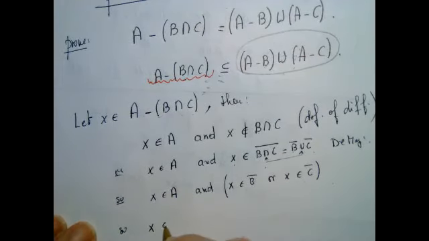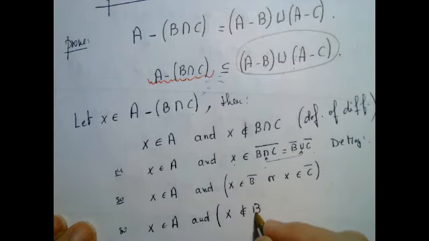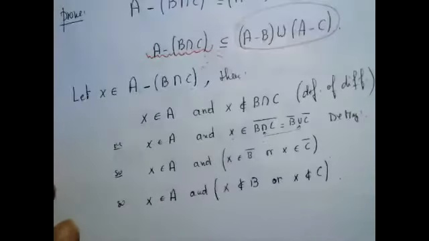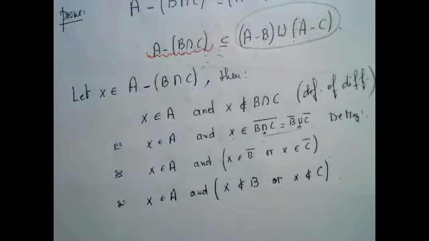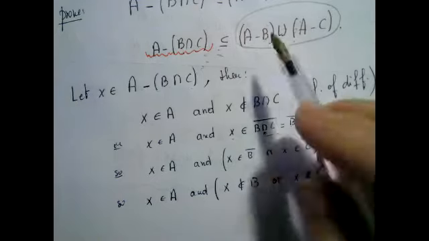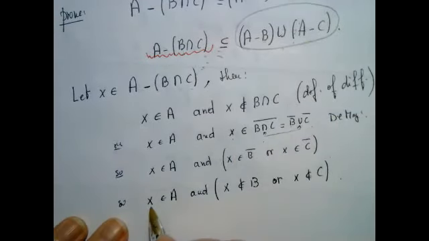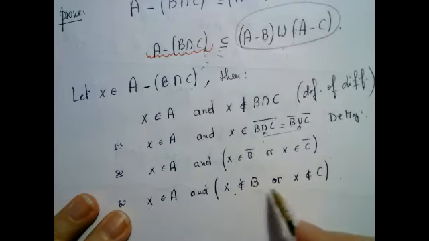So what is my X? My X is in A, and my X is either not in B or not in C. And I'm really never losing track. I know really where I am heading. So now X is in A and X not in B or not in C.